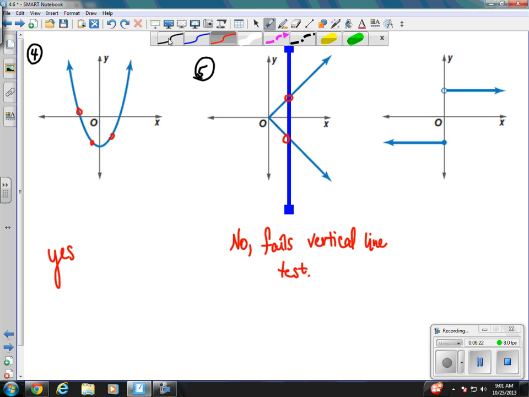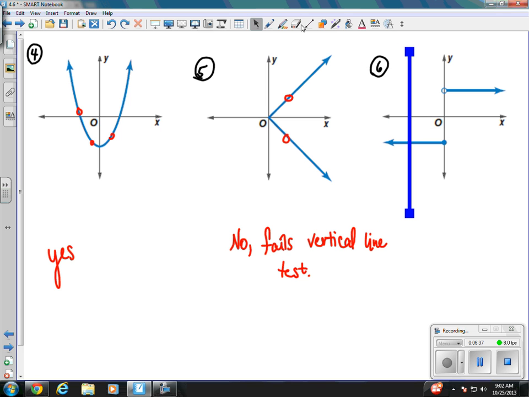Okay, in our last example, 6, we're given a graph that has a closed circle and a line jutting to the left, and an open circle and a line pointing to the right. So once again, I'm going to grab my vertical line here, take it across. I'm only touching 1 point, so I'm good. Take it across this whole line, I'm still good.